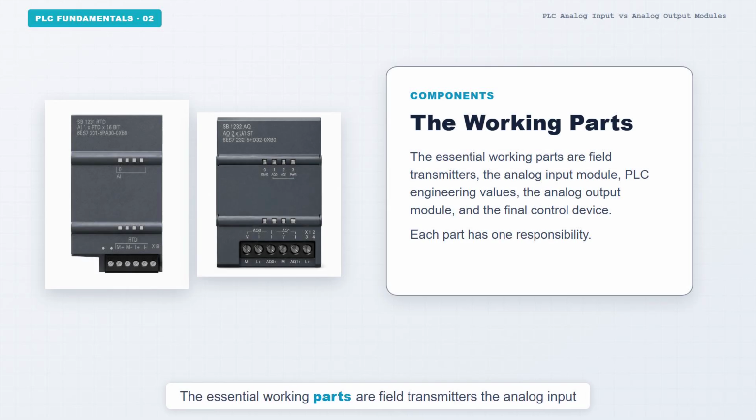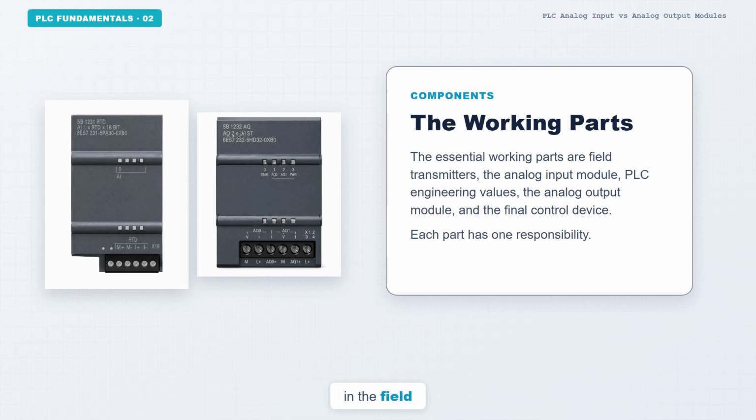The essential working parts are field transmitters, the analog input module, PLC engineering values, the analog output module, and the final control device. Each part has one responsibility. Keeping those responsibilities separate makes the system easier to understand, test, and troubleshoot without confusing a displayed command with the physical condition in the field.